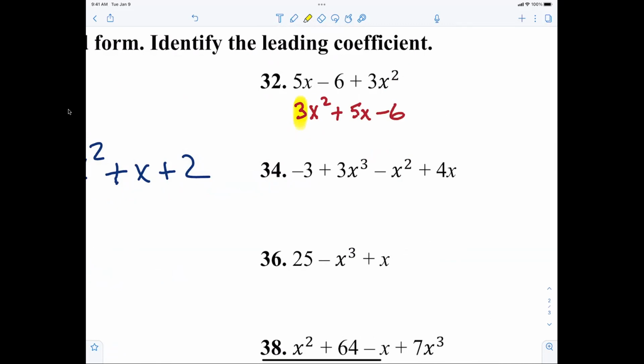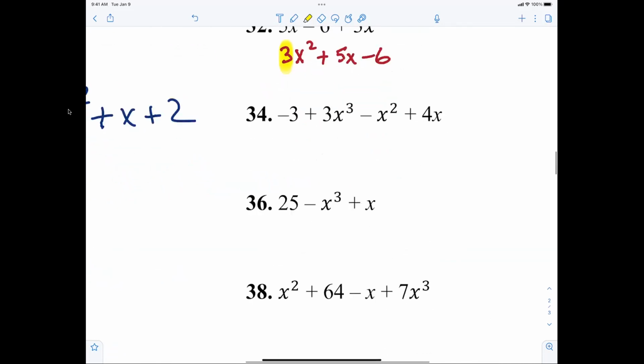All right, number 34. Go. We're doing standard form, right? So largest exponent to smallest exponent. What has the largest exponent? 3x to the what? Yes, 3x to the third. Then negative x squared, then what? Good, then what? Yes, very good. That's it. Polynomial.